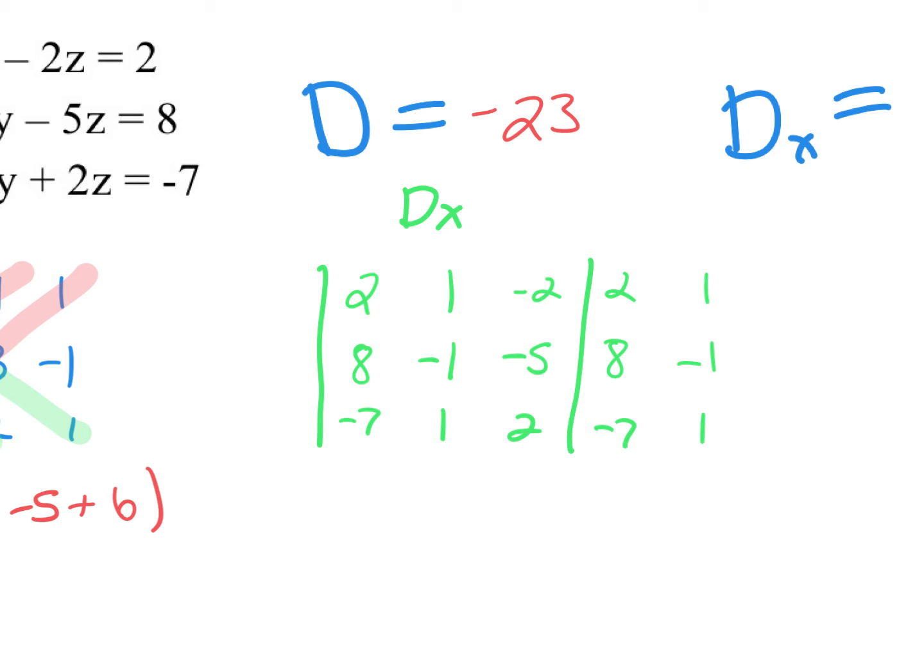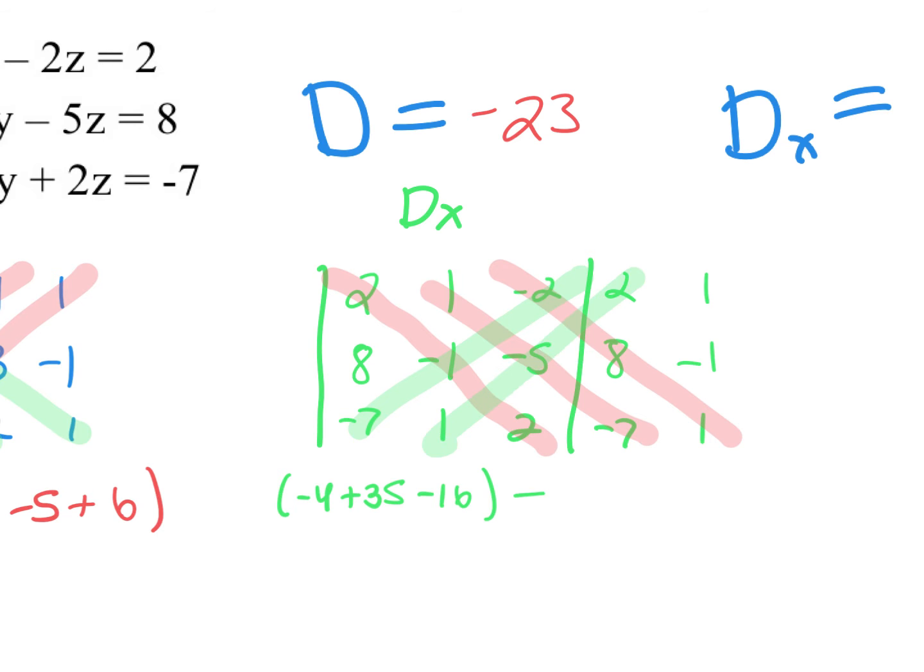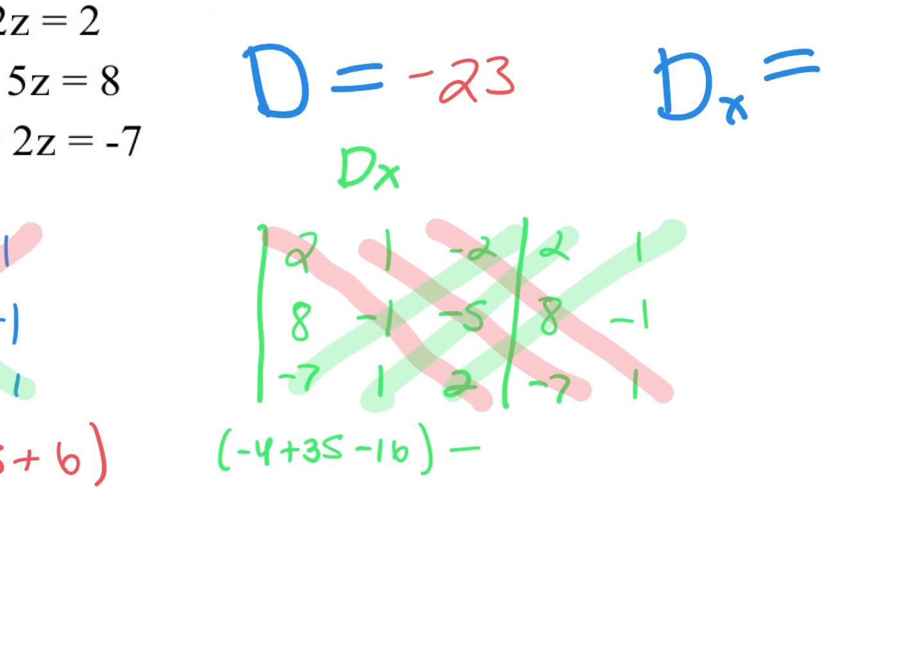And then once we do that, we're going to crisscross. Top left to bottom right. Those are my majors. 2 times negative 1 times 2 is negative 4. 1 times negative 5 times negative 7 is plus 35. And then negative 2 times 8 is minus 16. So then I have minus. And this becomes negative 7 times negative 1 times negative 2 is negative 14. Negative 5 times 2 is negative 10. And then 2 times 8 is plus 16.